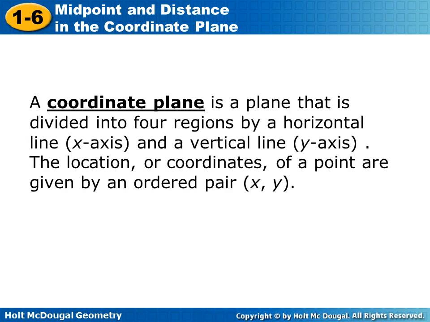The coordinate plane is a plane that is divided into four regions by a horizontal line, the x-axis, and a vertical line, the y-axis. The location or coordinates of a point are given by an ordered pair, (x, y).